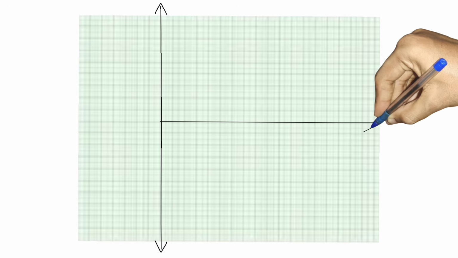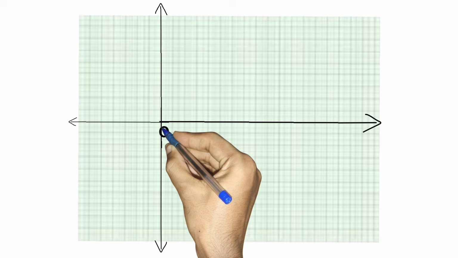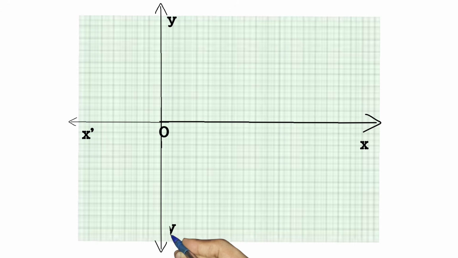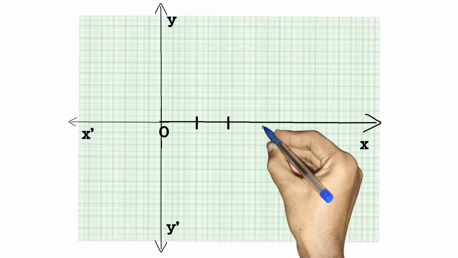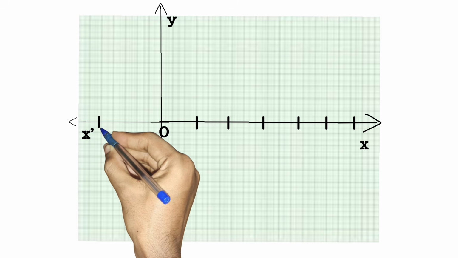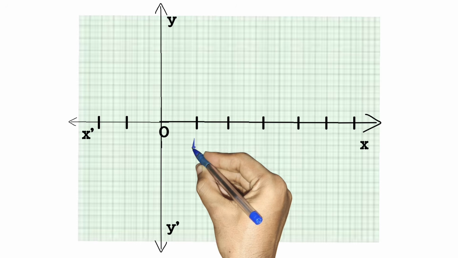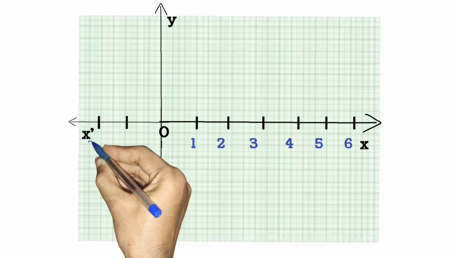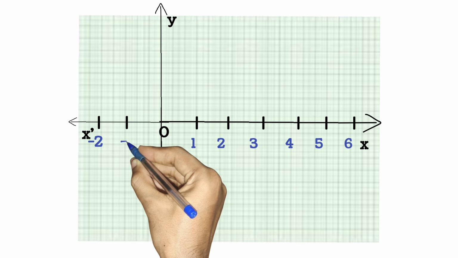Take a graph paper and draw a vertical line and a horizontal line with arrows at both ends. Now mark the intersection of the lines as center O. Now mark the horizontal line with X and X dash and the vertical line with Y and Y dash. Now divide the x-axis with equal divisions of a scale of 1 unit and mark positive numbers on the right side of the origin and negative numbers on the left side of the origin.